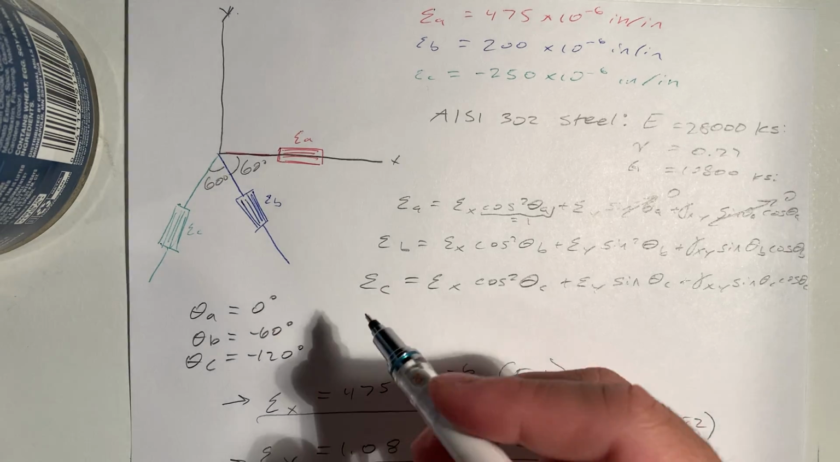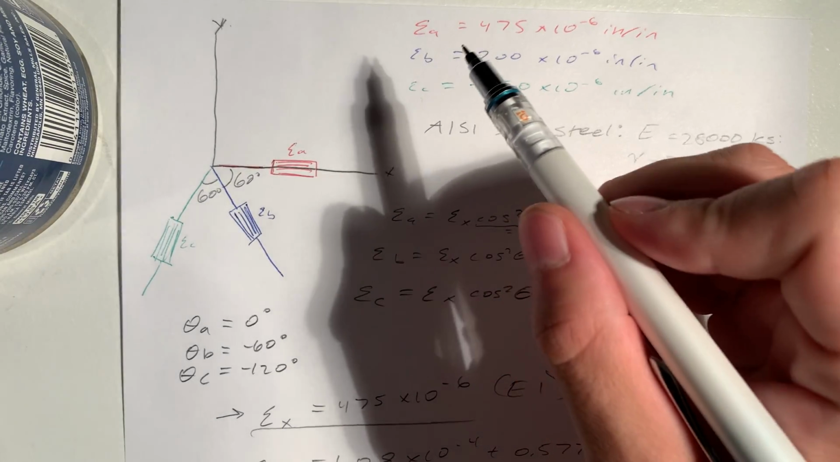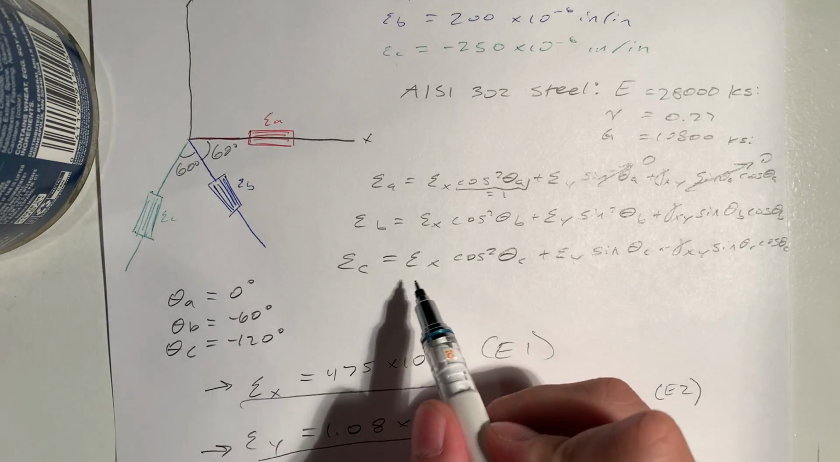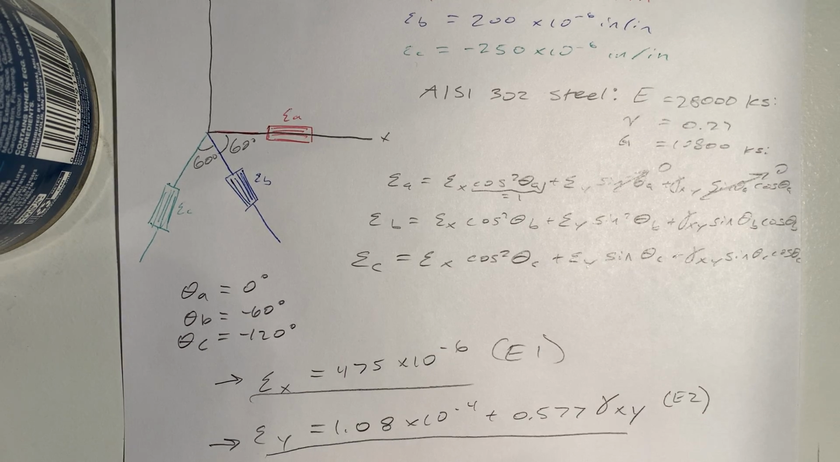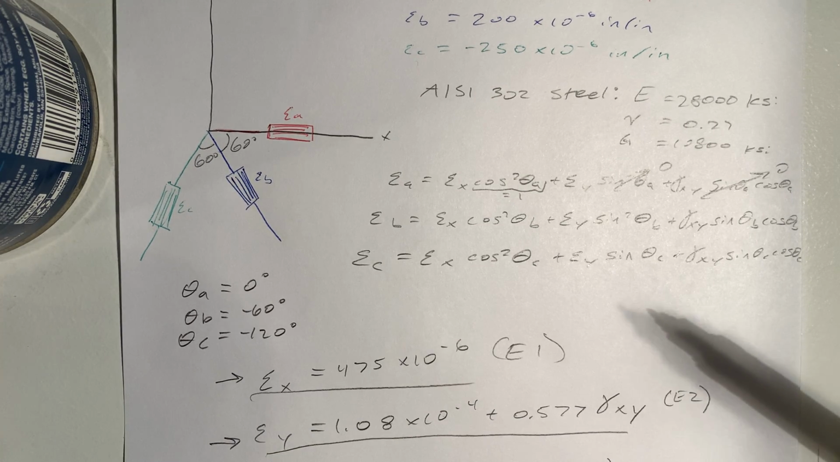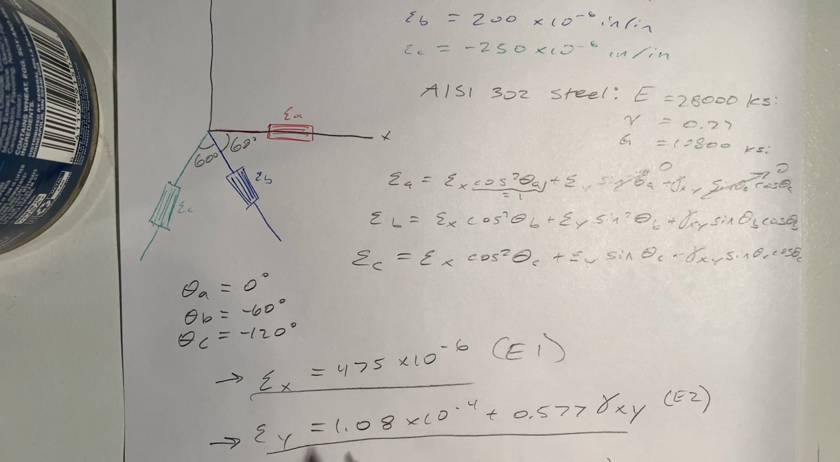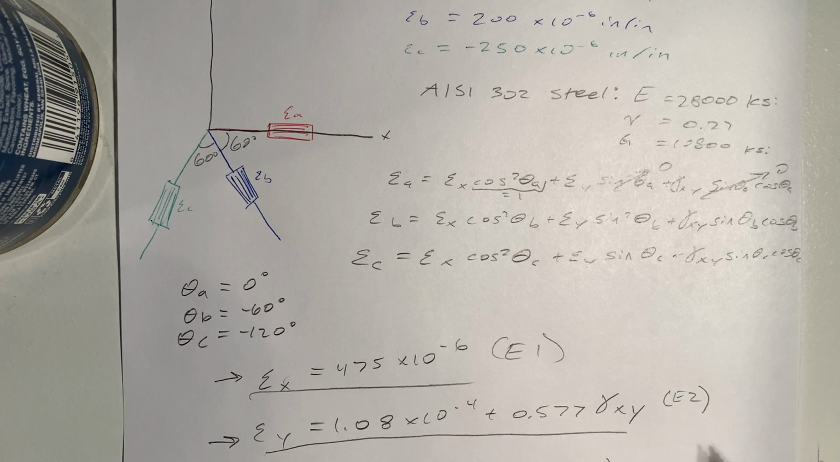Now we'll do it for the third equation, same process, plugging in epsilon C and theta C into this equation, which ends up yielding gamma xy to be negative 5.20 times 10 to the negative 4th. We'll call this equation 3. So now we have 3 equations, and this is known now, so only 2 unknowns. We'll plug in equation 2 into equation 3.